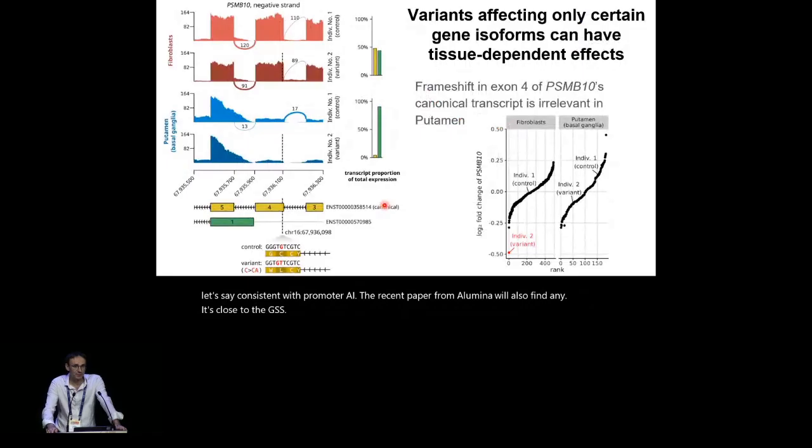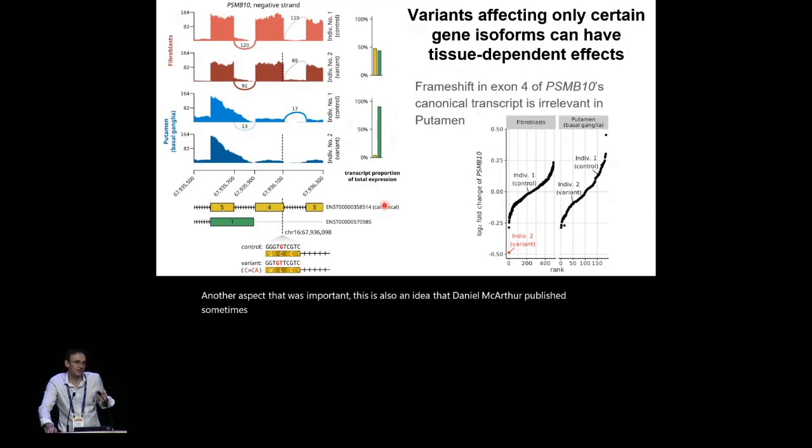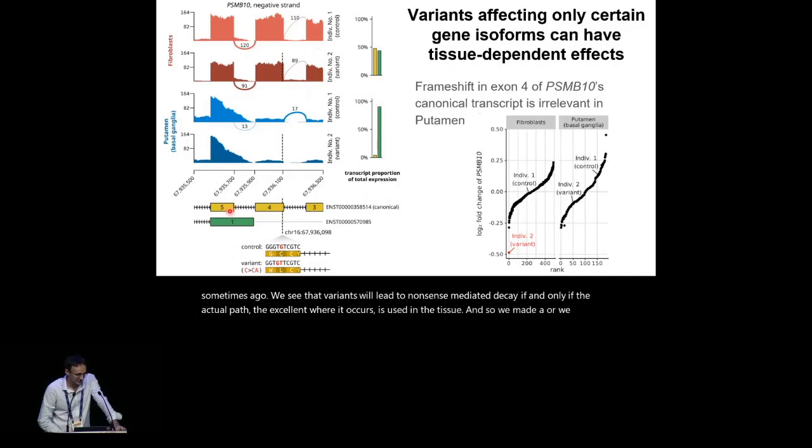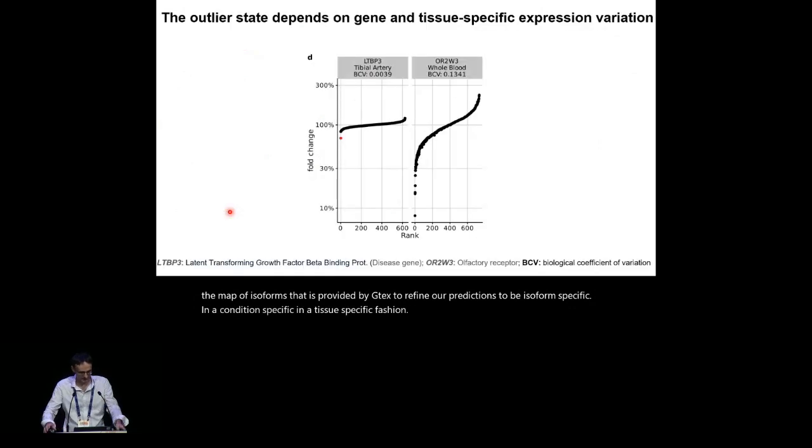Another aspect that was important, this is also an idea that Daniel MacArthur published some time ago. We see that variants will lead to nonsense-mediated decay if and only if the exon where it occurs is used in the tissue. And so we leveraged a map of isoforms that is provided by GTEx to refine our predictions to be isoform specific, condition specific, tissue specific. And that improves the predictions further.